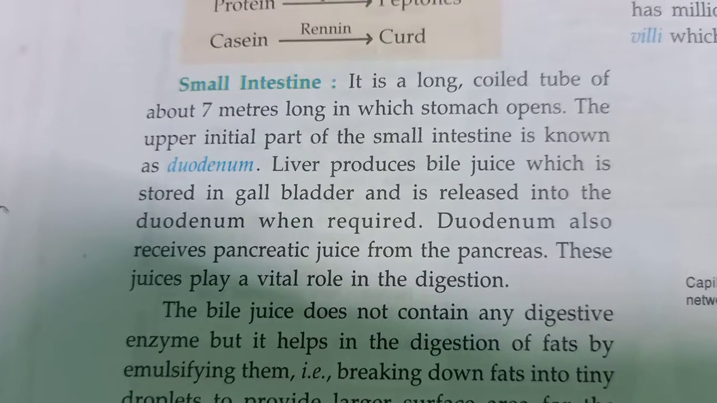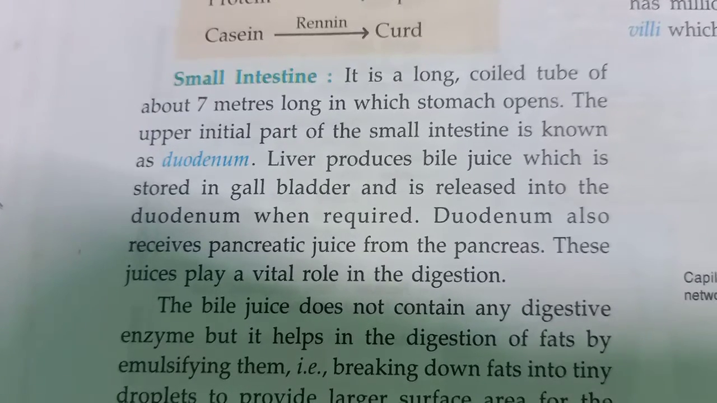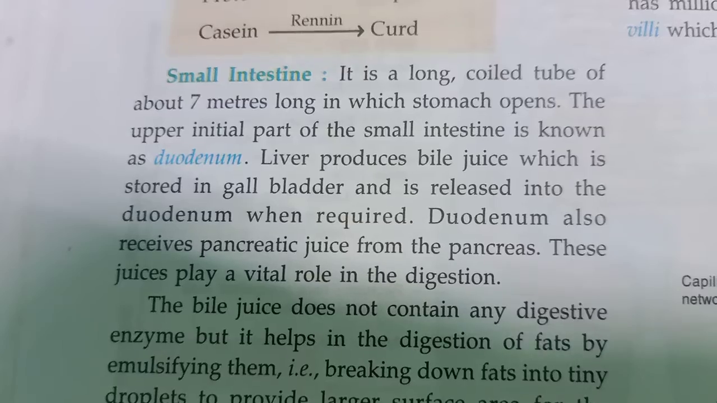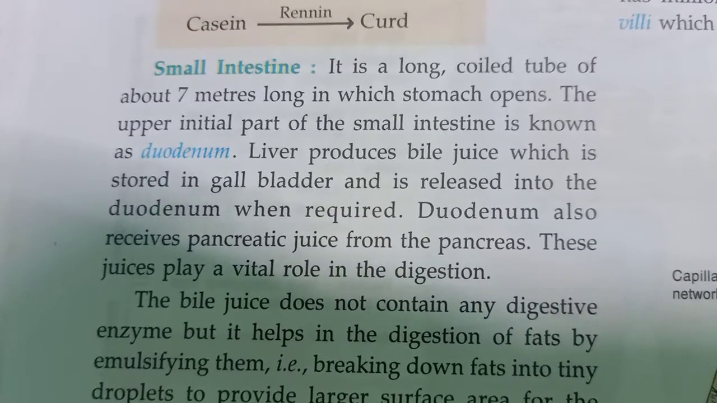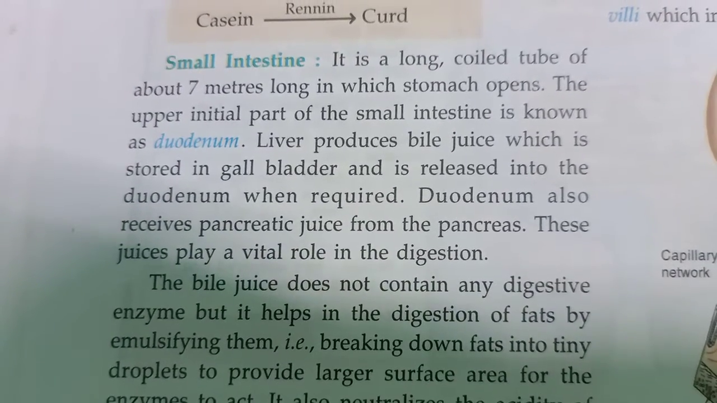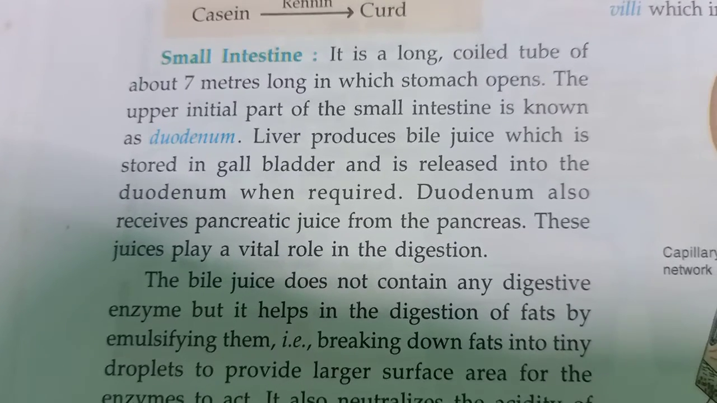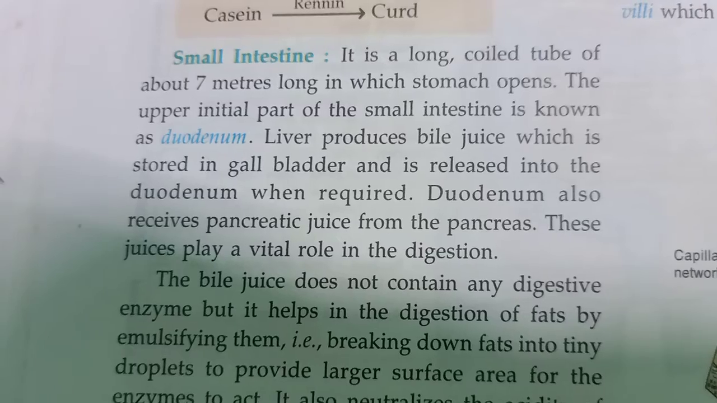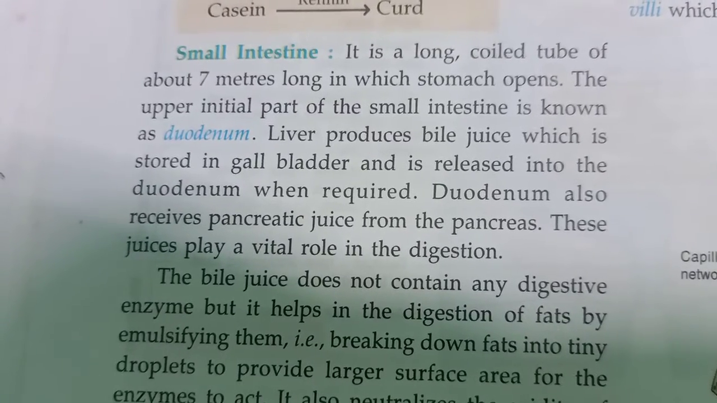Now the liver produces bile juice, which is stored in the gallbladder and is released into the duodenum when required. The duodenum also receives the pancreatic juice from the pancreas, and these juices play an important role in the digestion process.